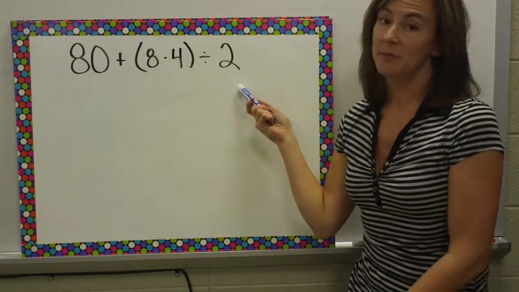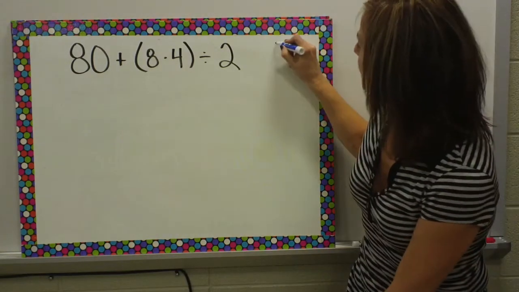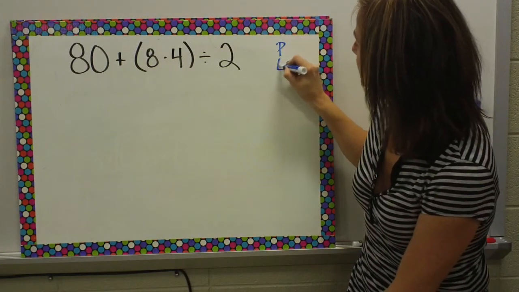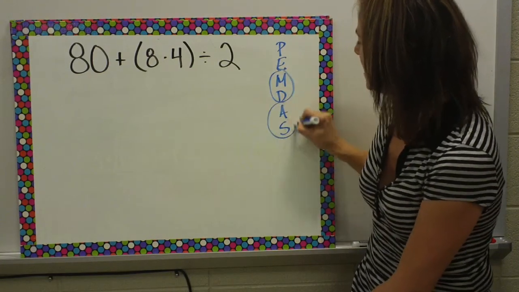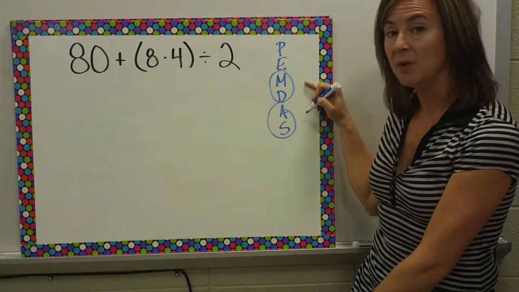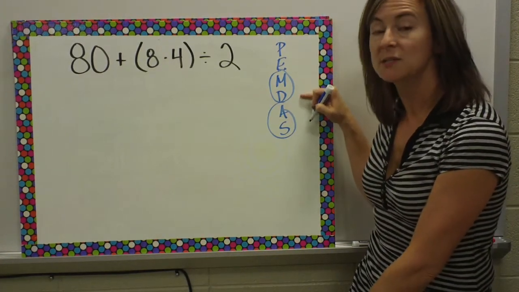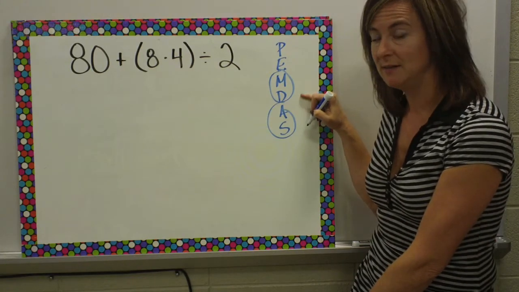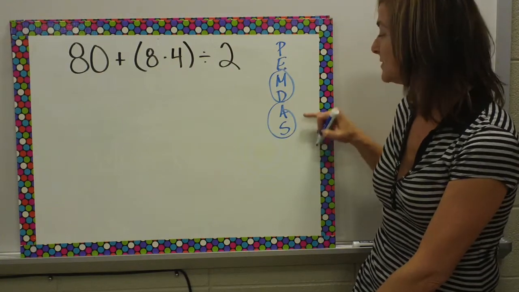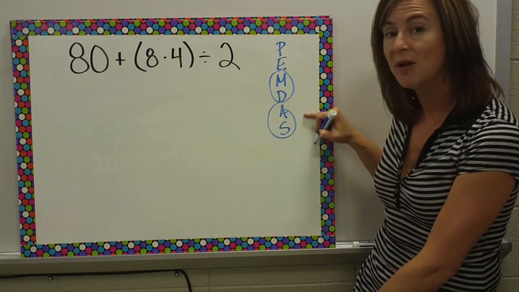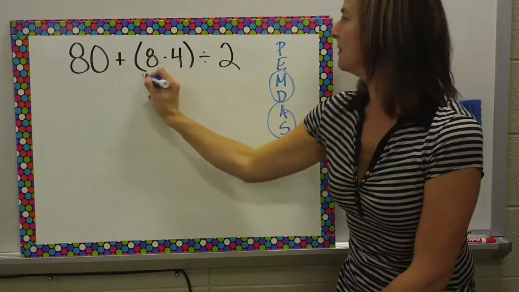As I look at this problem, there's no subtraction, so I can check that off my list. Then I'm going to remember, BEDMAS, please excuse my dear Aunt Sally. I'm circling these because remember, it doesn't matter if I divide or multiply first as long as I'm going in order from left to right. Then I would go on to addition or subtraction. Same thing, it doesn't matter if subtraction comes before addition as long as I'm going from left to right. So as I look here, I'm going to start with the parentheses.